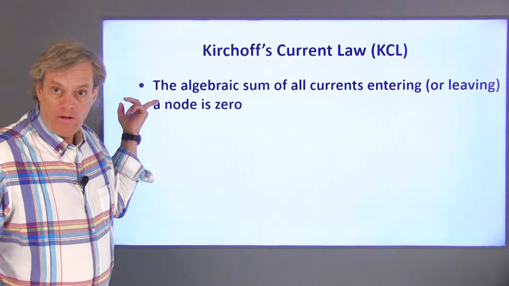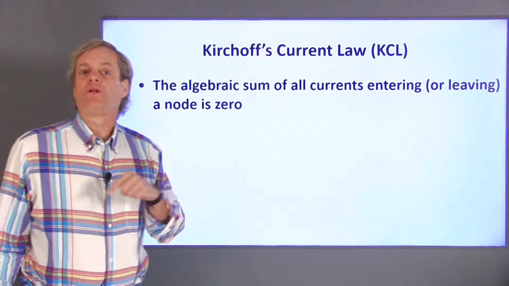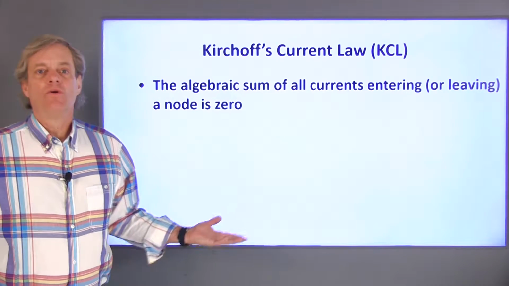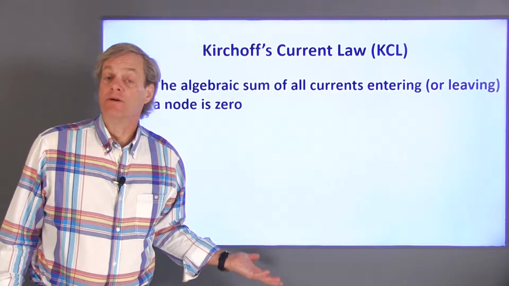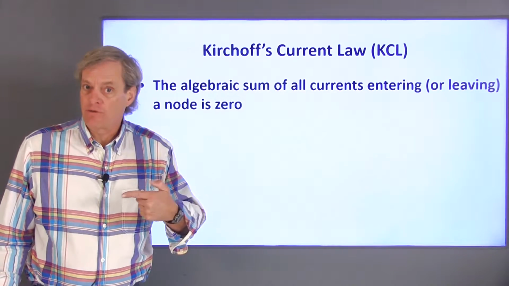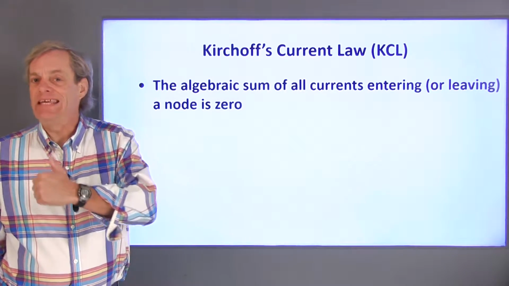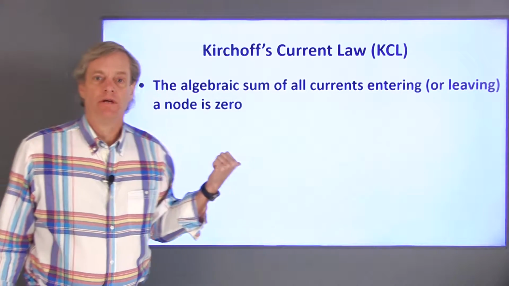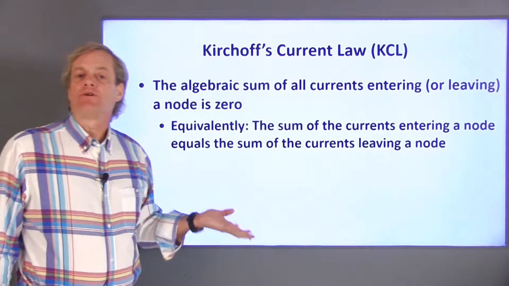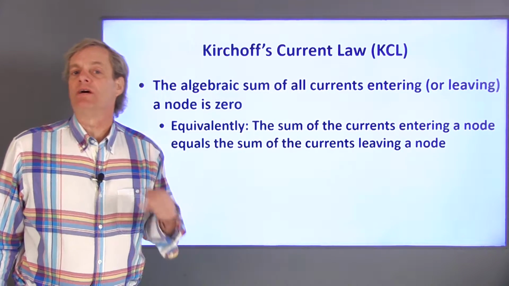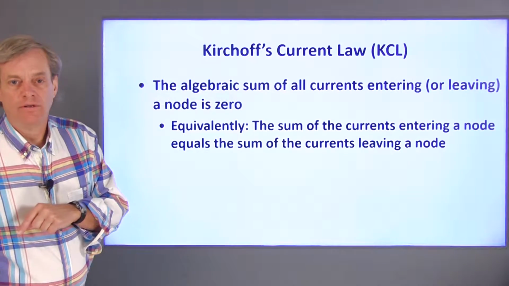The sum of all the currents entering a node or leaving a node is zero. Really, all this is telling us is that the total charge at a node can't change. So, any charge entering a node has to be balanced by an equal charge leaving the node. This means that another way of stating KCL is that the sum of the currents entering a node is equal to the sum of the currents leaving the node.